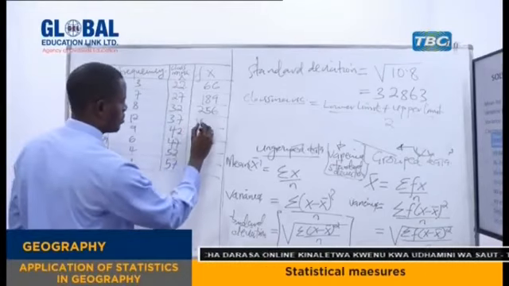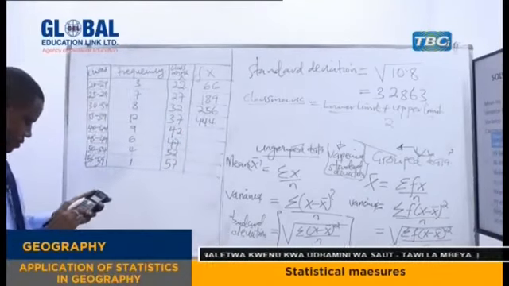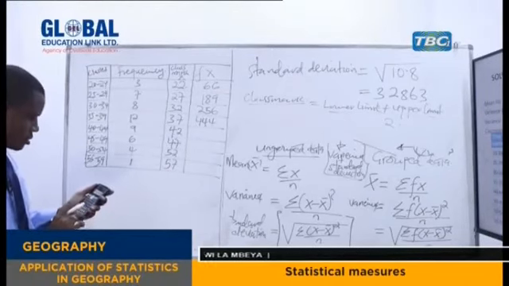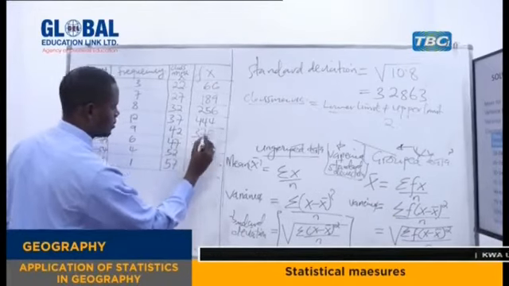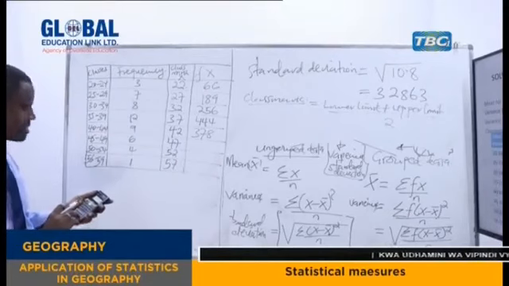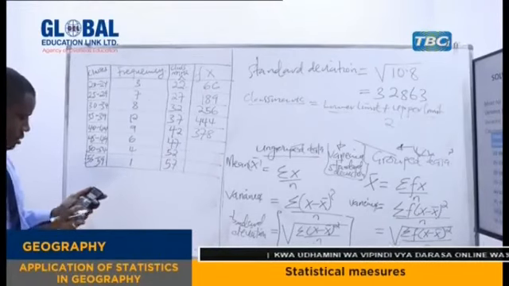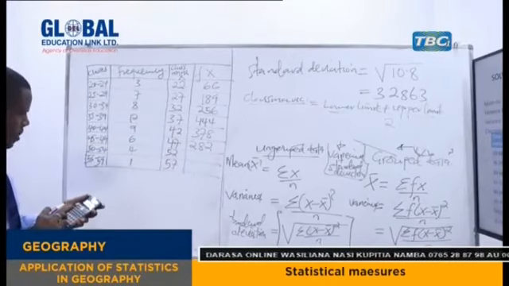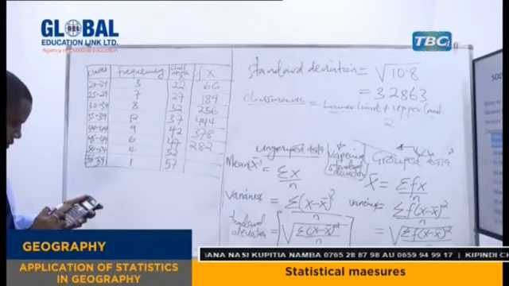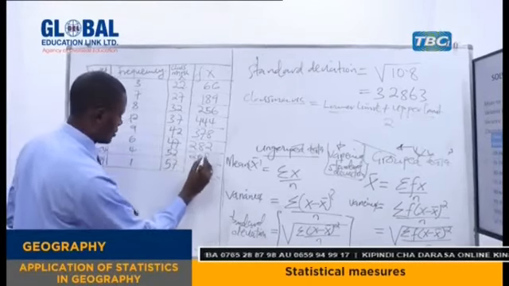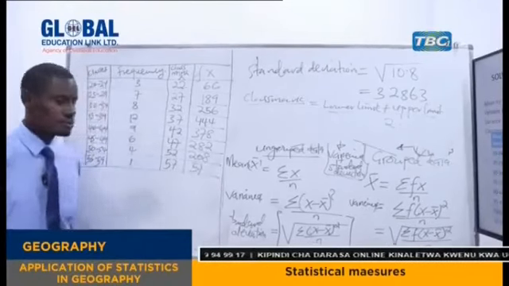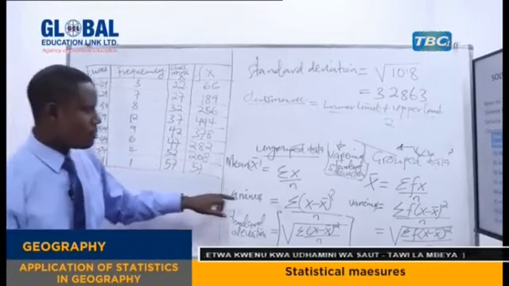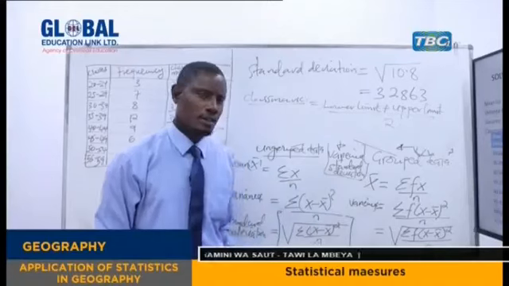Then we get 444. Then we have 9 times 42, then we come up with 378. The other one is 6 times 47, then we get 282. And then we go for 4 times 52, which is equal to 208. And the last one will be 57. So this is fx because we just want to compute the mean for the grouped data.